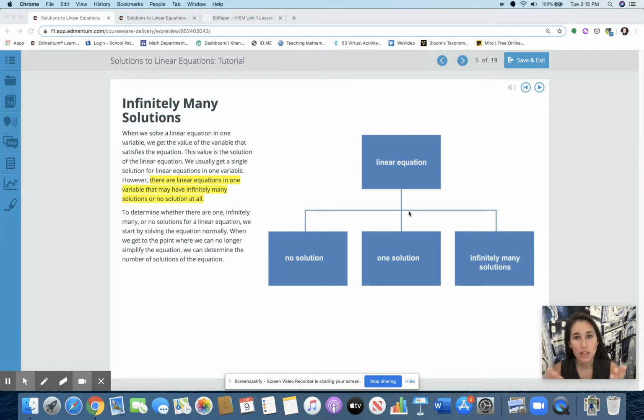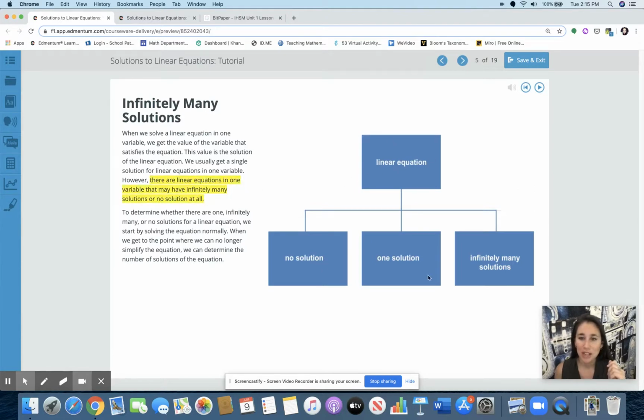So I'm going to start here on page 5, infinitely many solutions. I've highlighted the part that I think is most important and that I'll be putting in my notes. So I encourage you to read through this paragraph, pause the video if you need to. But it says there are linear equations in one variable that have infinitely many solutions or no solution at all.